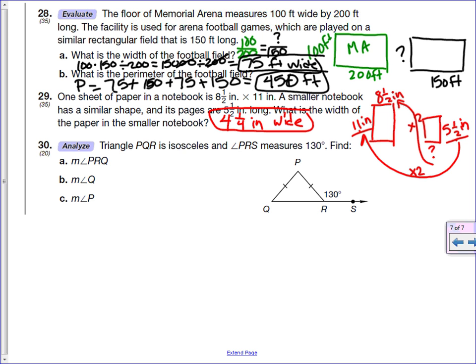And we could set up the proportion. We would just have 8.5 over 11 equals question mark over 5.5. And we would multiply 8.5 times 5.5 and then we divide it by 11. And we should get 4 1/4 or 4.25.